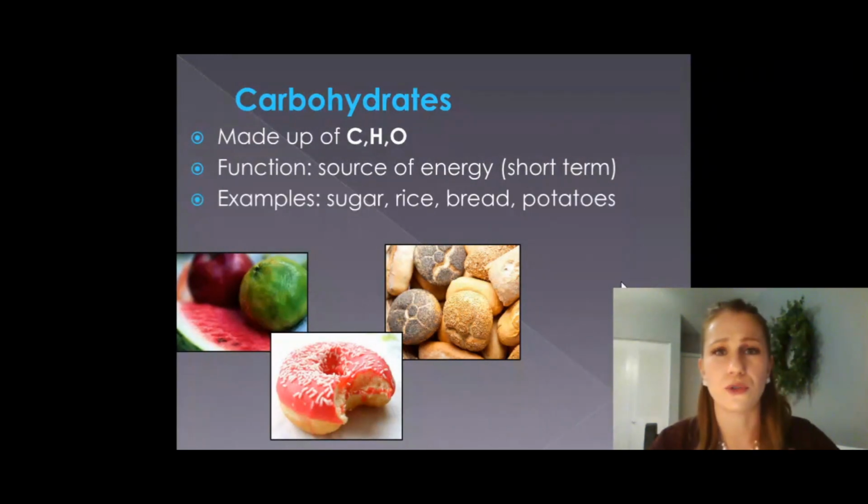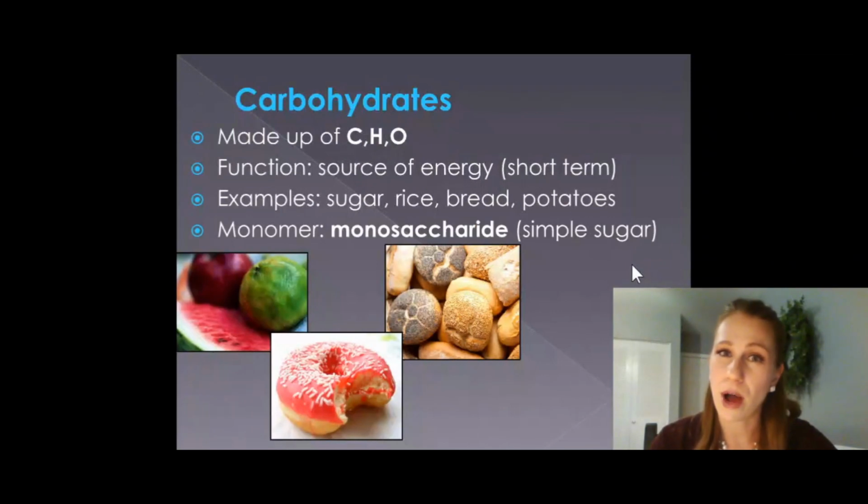Examples from our diet include sugar and anything sugar is found in, so cakes, cookies, brownies, ice cream, all those really, really yummy things are made of carbs. And then we have things like rice, bread, potatoes, and all those other starchy things. In addition, fruits and vegetables have carbohydrates in them as well. They're mostly water, but they also do have carbohydrates in them.